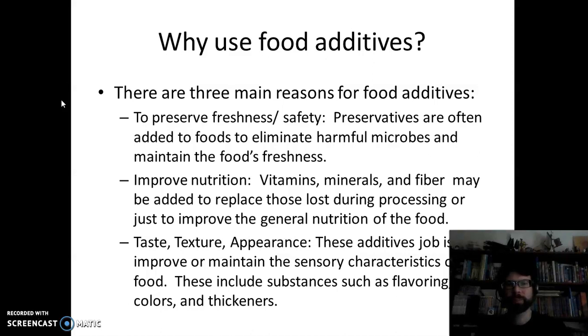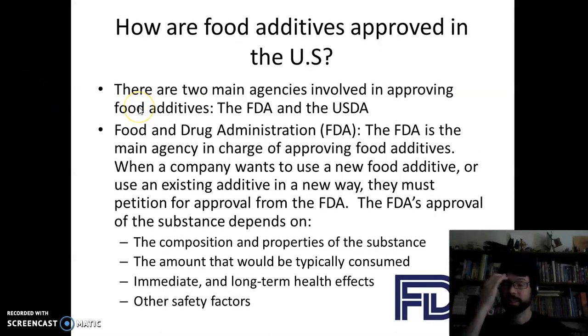Let's see. And texture is another big thing. We've talked about making colloids and gels and things like that in our class before. So a lot of those thickeners, as we call them, like carrageenan and xanthan gum and the other gums that we looked at, those would count as that kind of food additive.